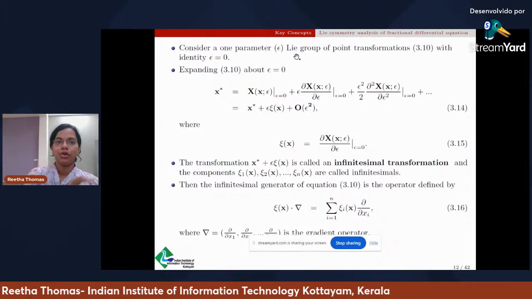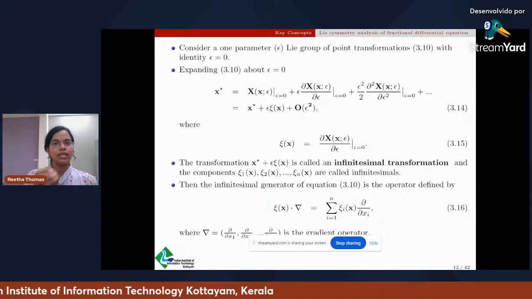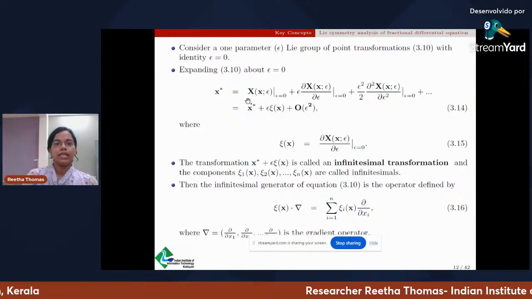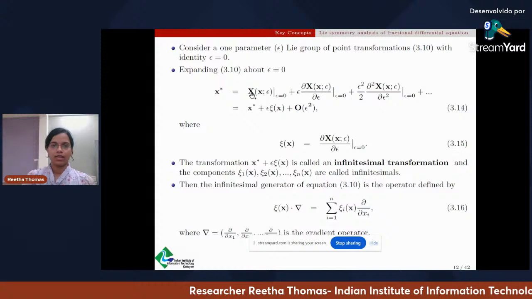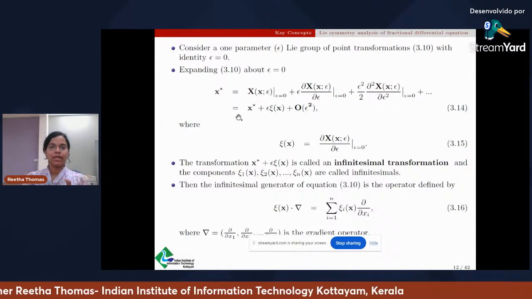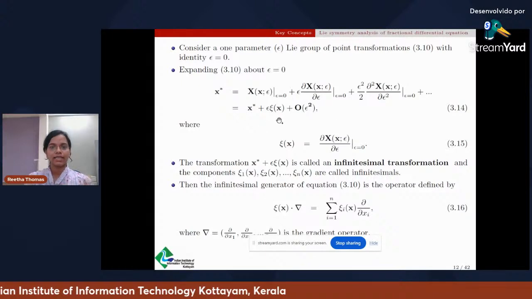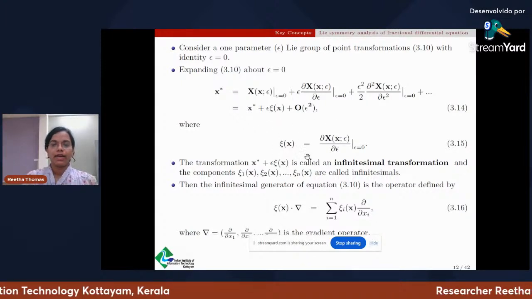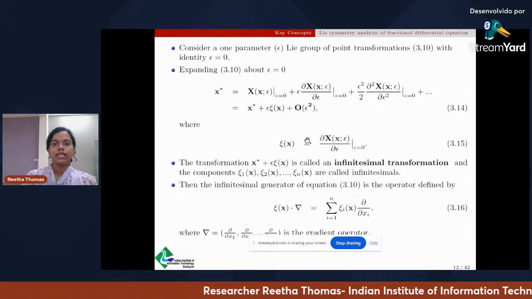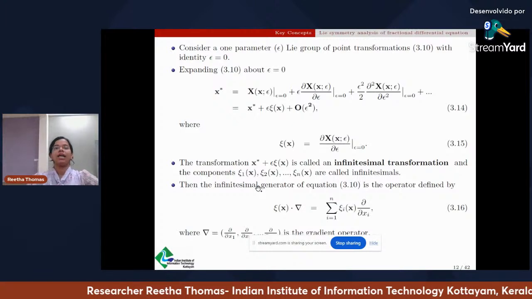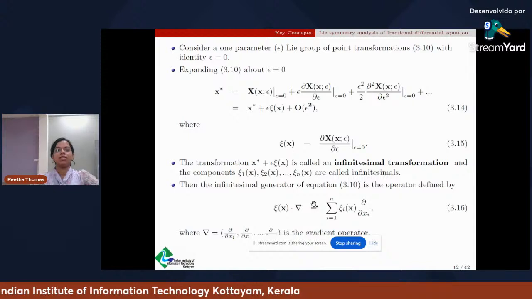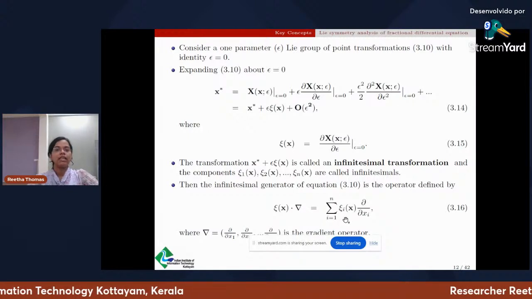We already discussed that X star is a one parameter Lie group of transformation, and X star can be expanded using Taylor's theorem. We can expand like this, and we omit the epsilon square terms. X star can be represented as x plus epsilon psi of x, where psi of x is defined as dou x star by dou epsilon at epsilon equal to 0. This transformation is the infinitesimal transformation, the psi i's are the infinitesimals, and we can define the infinitesimal generator as summation psi i dou by dou xi.